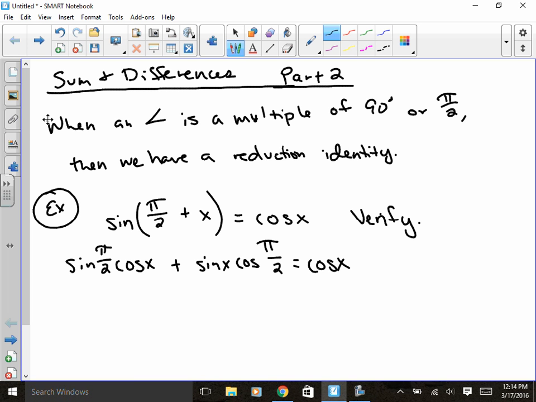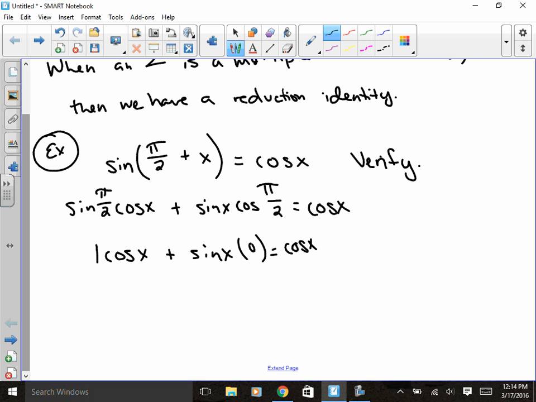So for instance, sine pi over 2 goes to 1 cosine x plus, I've got sine x then times that 0. Well, it reduces that sine x times 0 because we know that sine x times 0 is nothing. So that's why we just get a regular cosine x times cosine x. And it does, in fact, work out.